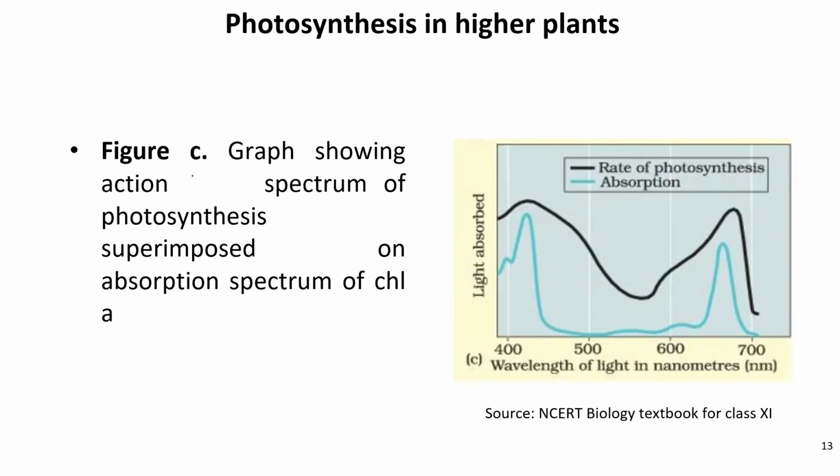Okay. Now graph C. Let's talk about graph C. This graph is showing the action spectrum of photosynthesis superimposed on the absorption spectrum. So this is the action spectrum. This is the absorption spectrum.